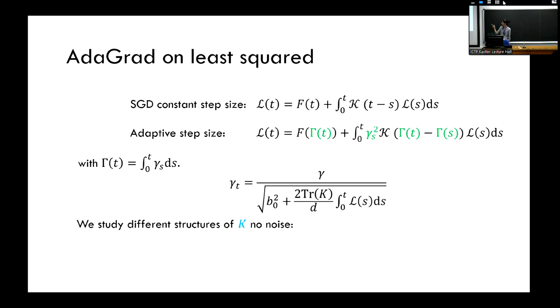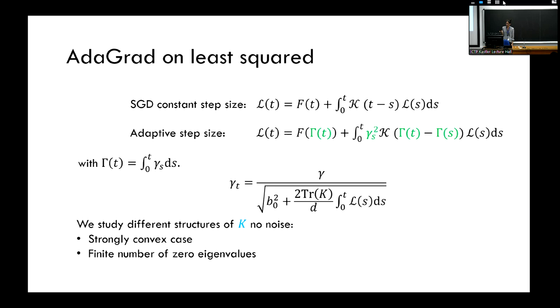And what I will show is that by studying this kind of system, we can see different types of behavior as a function of the structure of the covariance matrix. One thing to say is why I focus on the case of no noise. Because if you do have noise, then immediately you see that the learning rate will converge to 1 over square root of t. That will be the fastest convergence of the learning rate. So it will converge to 0.